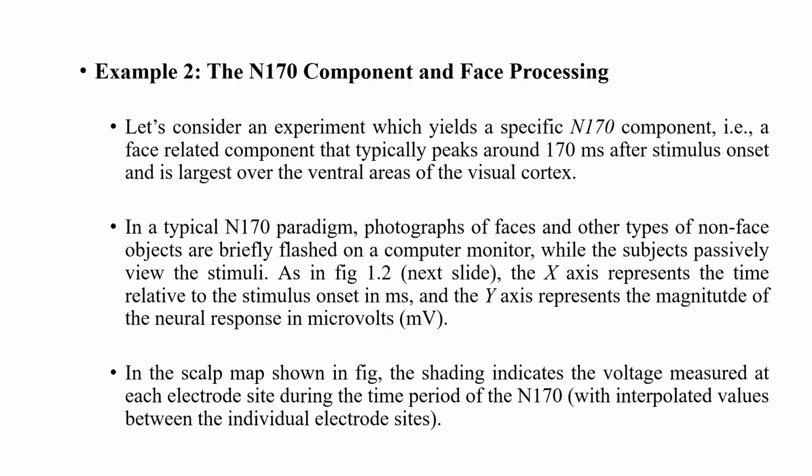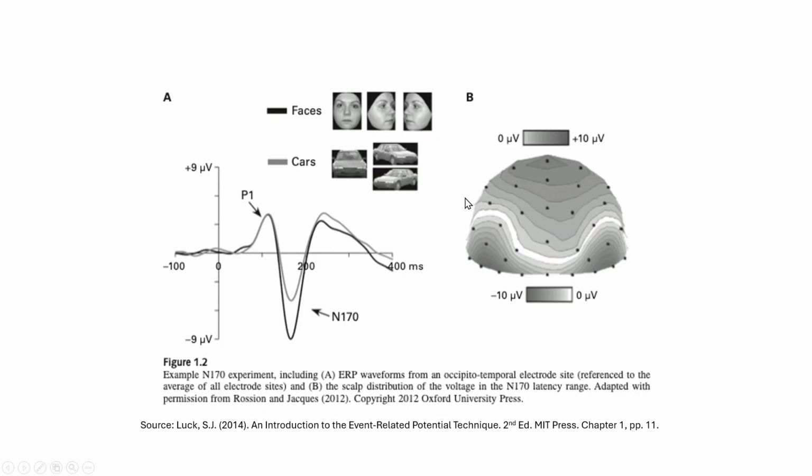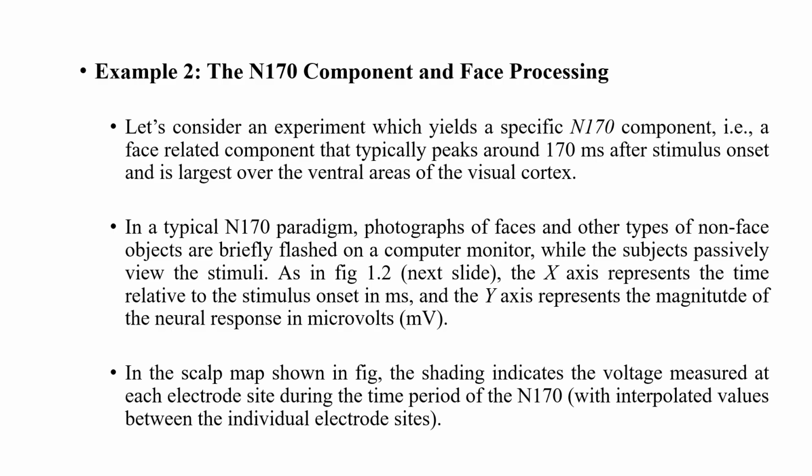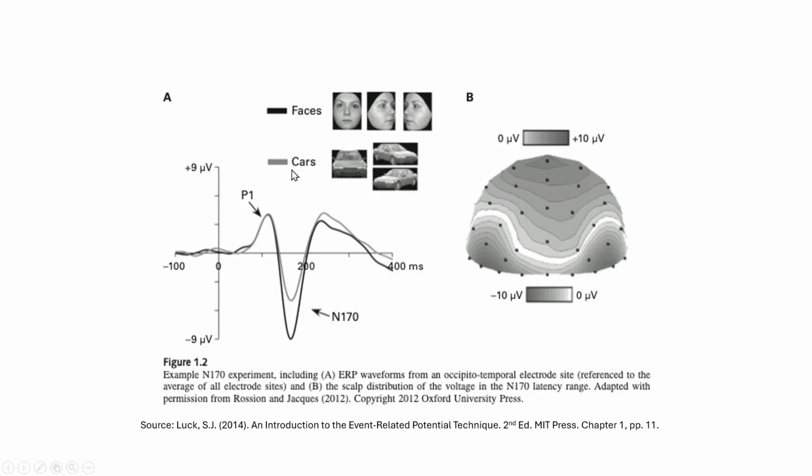Okay. The X axis presents the time relative to the stimulus onset and the Y axis presents the magnitude of the neural response. You can see here the X is the time and the Y axis is presenting the response in microvolts. Okay. In the scalp map, the shading indicates the voltage measured at each electrode site during the time period of the N170 response. So, you can see these different shadings, they basically tell us the amount of voltage experienced at different sites when this particular component is isolated.